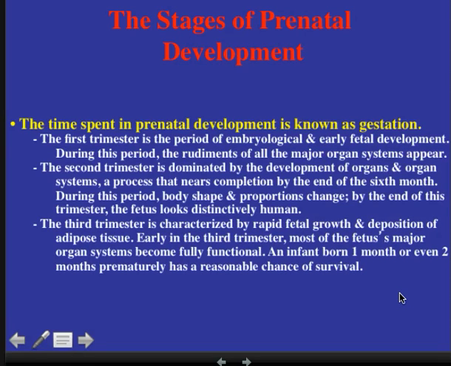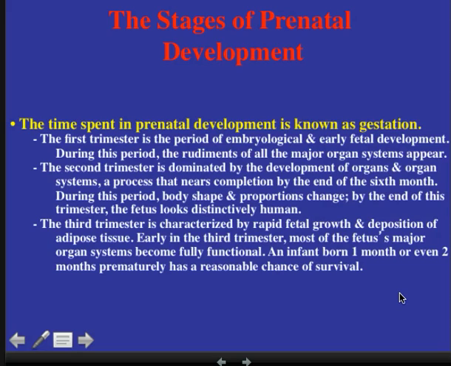The third trimester is characterized by rapid fetal growth and deposition of adipose tissue, so we start to see fat get laid down. Early in the third trimester, most of the fetus and major organ systems are fully functional. An infant born 1 month or even 2 months prematurely has a reasonable chance of survival because we've got most of the groundwork laid down.